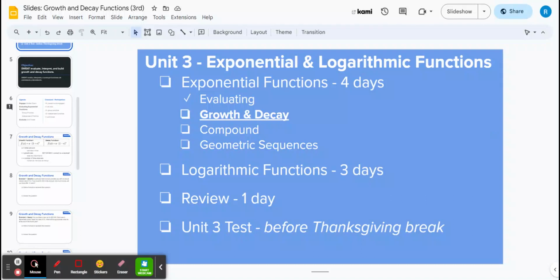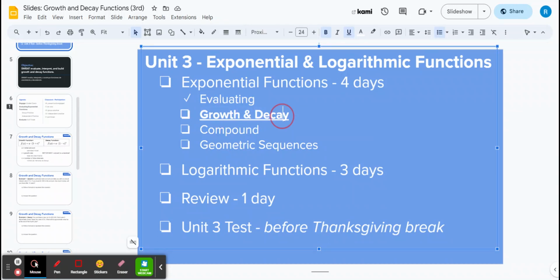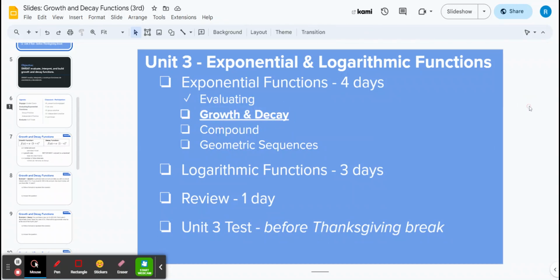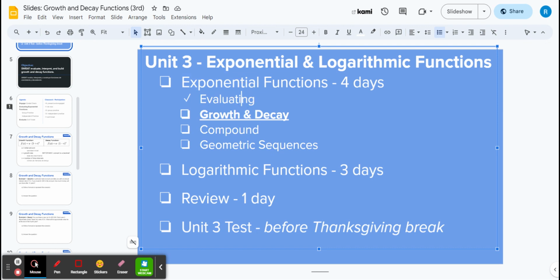All right, today we are talking about exponential functions, and we're specifically talking about growth and decay functions. If we look at our unit plan here for exponential and logarithmic functions, we're in the middle of working with exponentials. Basically, an exponential function is any function that has a variable in our exponent. So it could look like that.